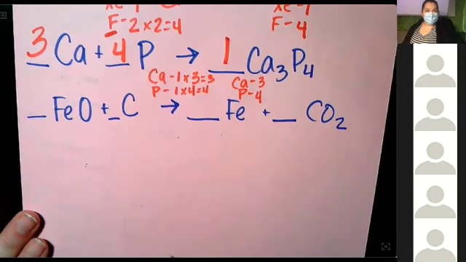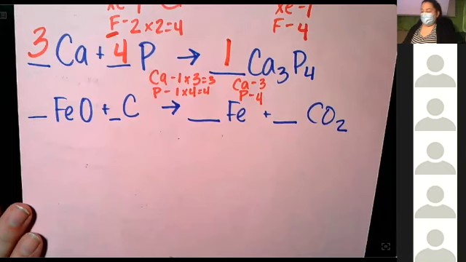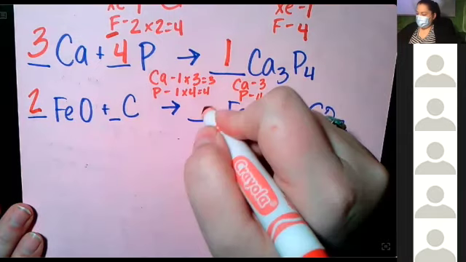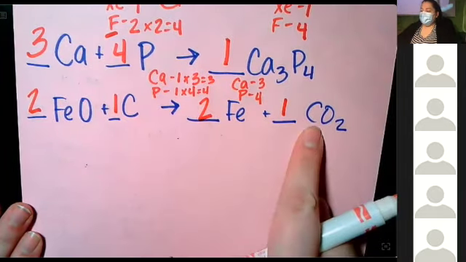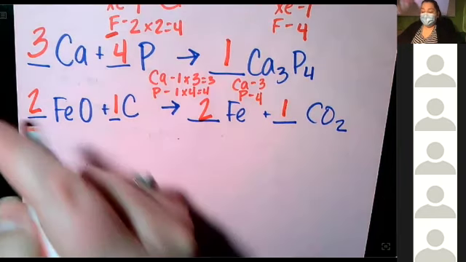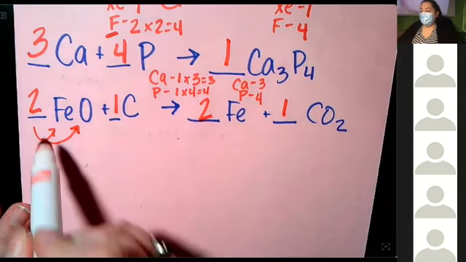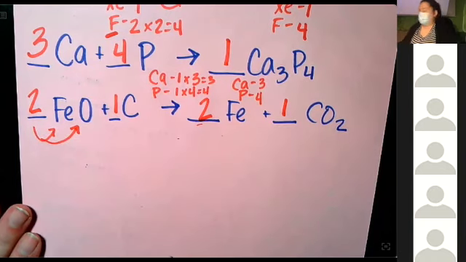And the last one, I'm just going to go ahead and give you the coefficients for this one so you can check your answers. So we have 2 and 2. 1 C, 1 C, 2 Os. This 2 right here says we have 2 Fe's and 2 Os. So we got 2 Os, check. And then we have 2 Fe's here and 2 Fe's there. So we're good to go.